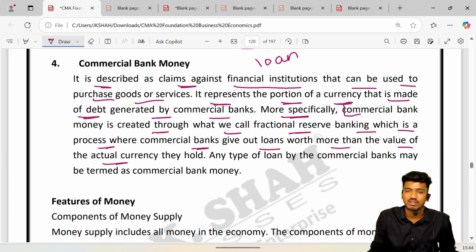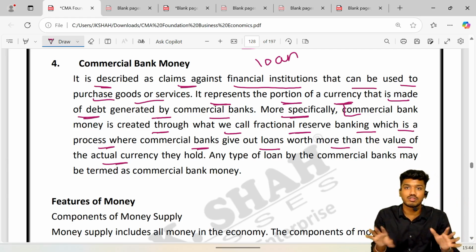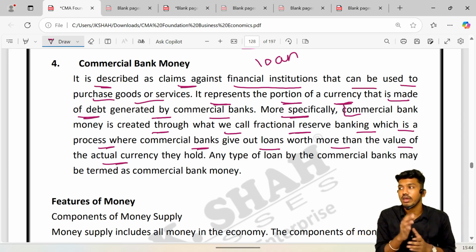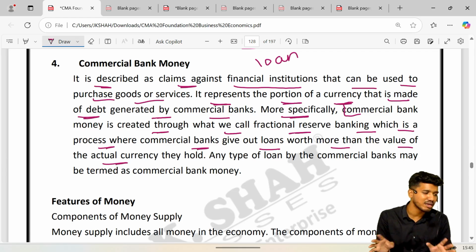By far you have to understand this concept in this respect only. Basically, commercial bank money is nothing but the loan amount of money which has been created in your bank account. Okay, moving ahead.